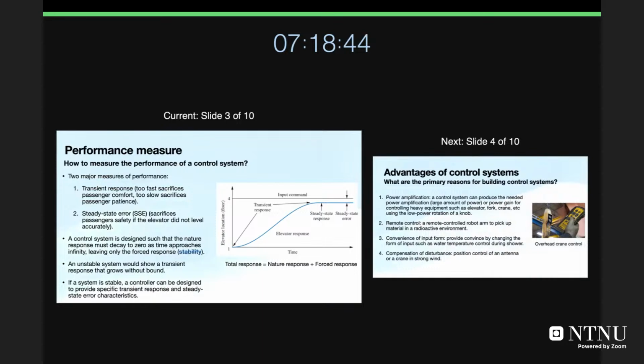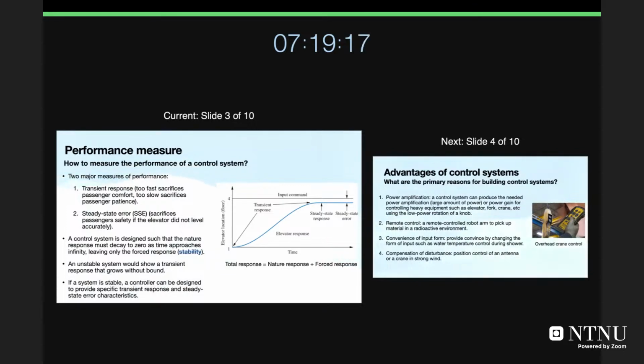An unstable system would show a transient response which grows without bounds. This is a problem, and you can link it to the exponential part, right? So if your system is unstable, what will happen? The transient response, or the natural response of your total response, will not decay. It will grow without bound. So it will go to infinity. As time increases, the transient response will not decay, but will grow without bound.